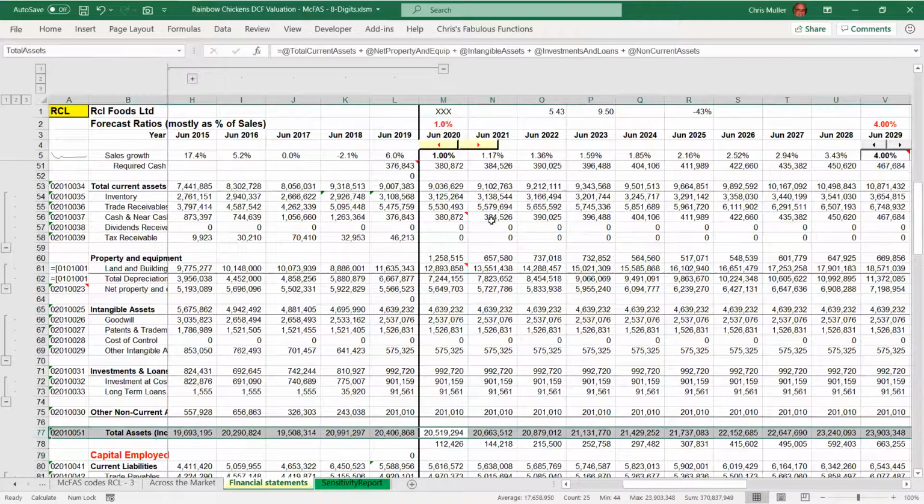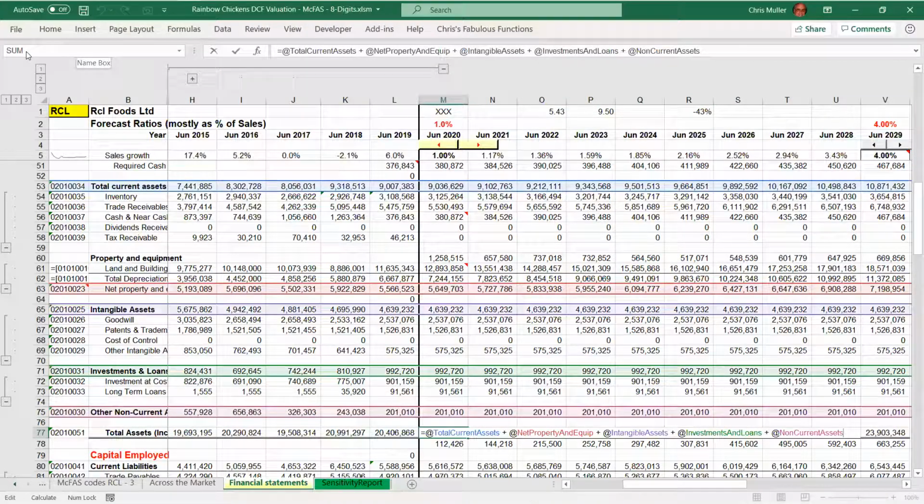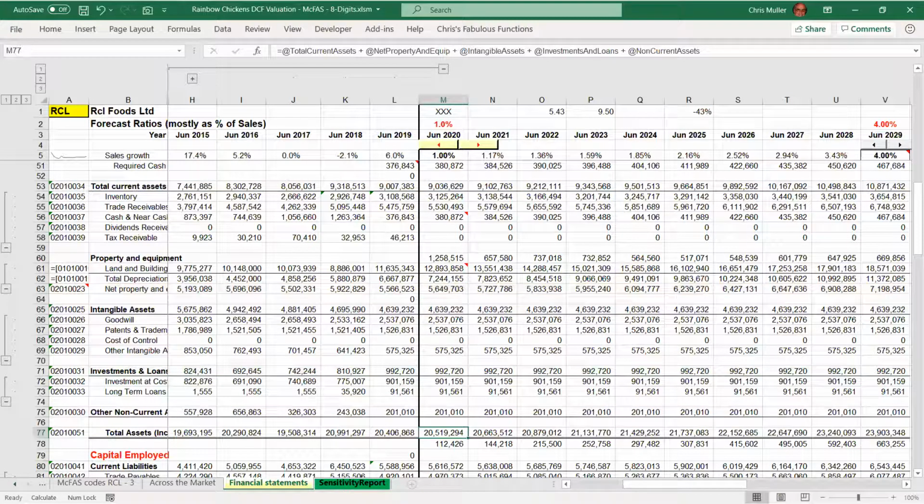Right, here is a line called total assets. And if I press my F2 key, it's very useful that everything comes up in colors. You can see that I'm adding all the bits at the bottom: non-current, investment and loans, intangible assets, total current assets. But the important part here is not to add the PPE at cost, but to add the PPE after depreciation, the net property. Okay. And now our sales that we have forecast is implying that we need assets of 20.5 billion rand.